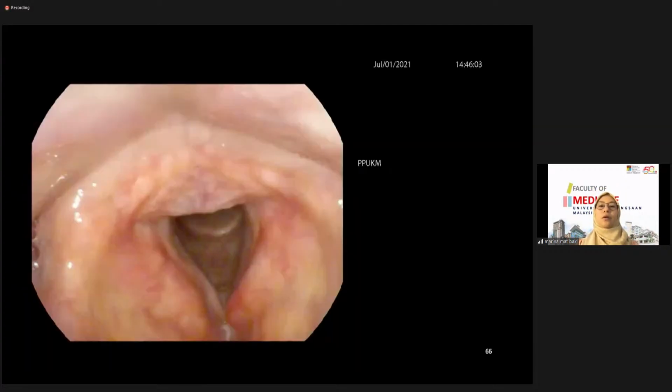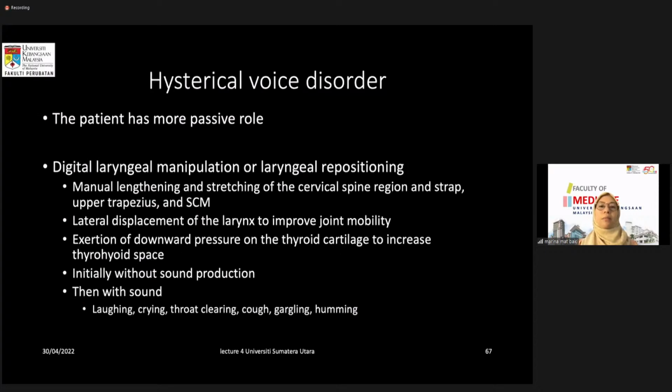Okay, so now I give an example, hysterical voice disorder. Now we're going to talk about the treatment. For primary muscle tension dysphonia, the patient has an active role. The patient needs to know, well, this is the way I should talk. This is the way I should do. This is my posture. We give visual feedback.